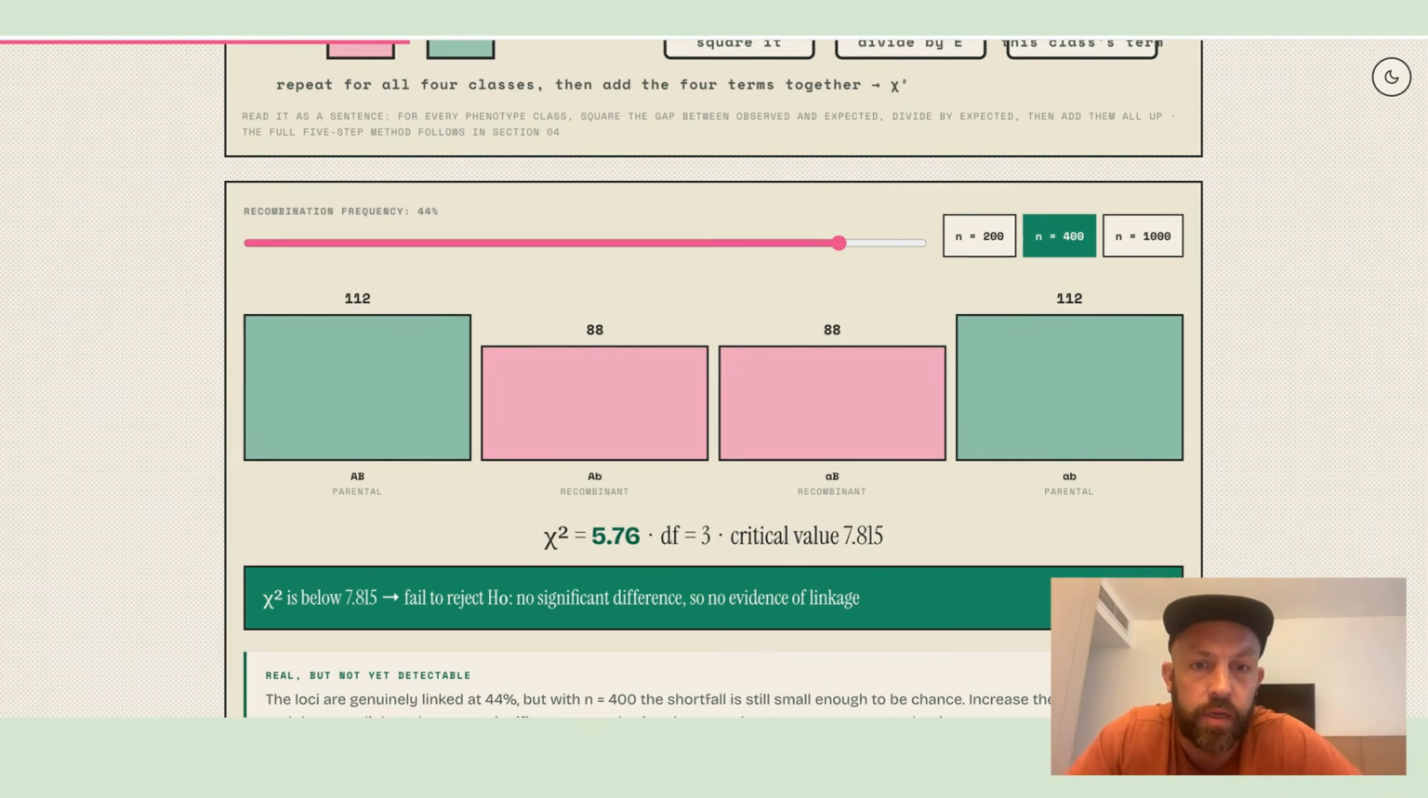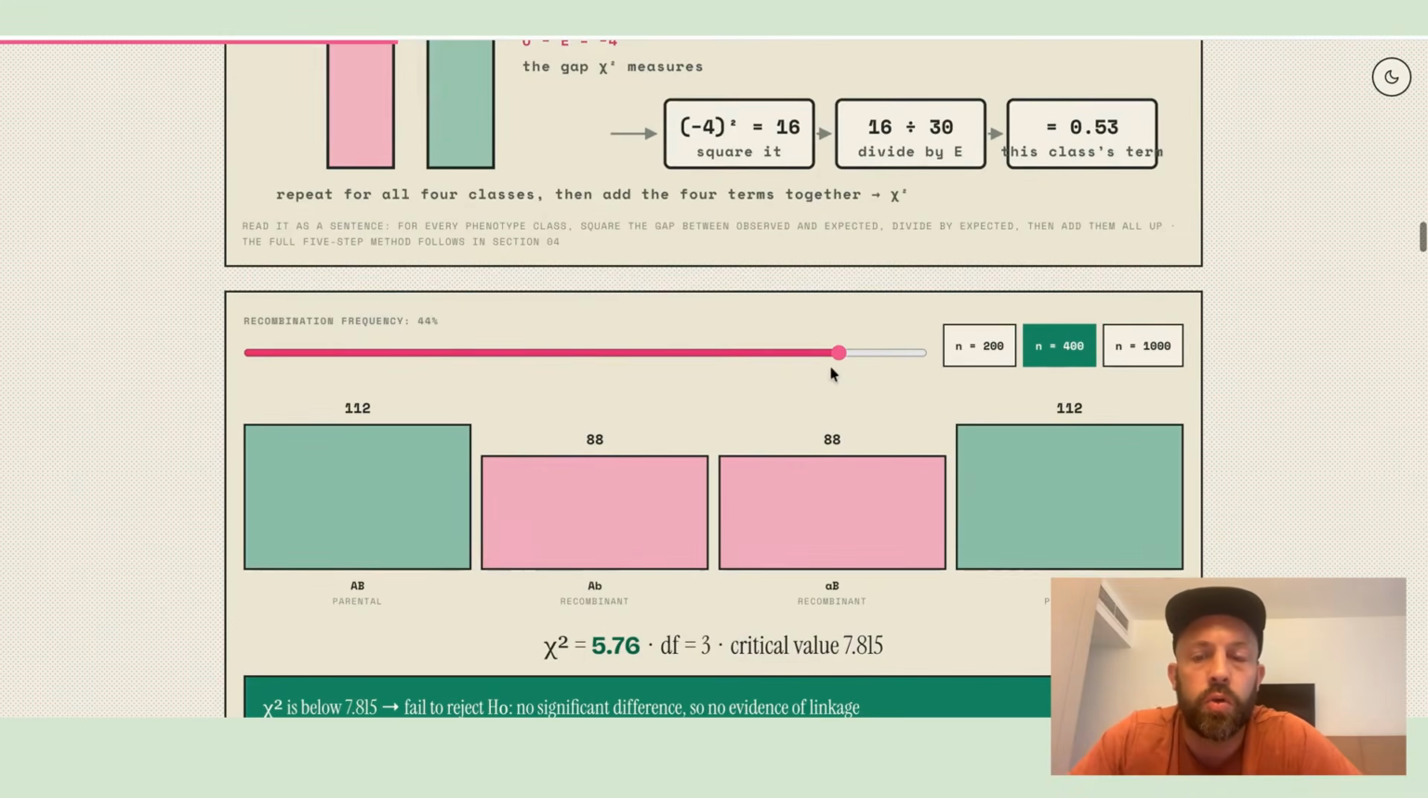Now, if the genes weren't linked, we'd expect a 1:1:1:1 ratio. We've been told up above that it is a cross between a heterozygous and a homozygous recessive individual. So we'd expect a 1:1:1:1 ratio. However, we can expect a certain amount of variation just due to chance because biology is random, things don't happen how they're always supposed to.